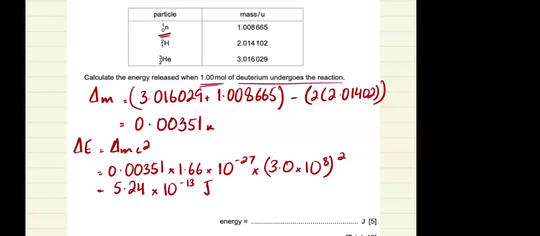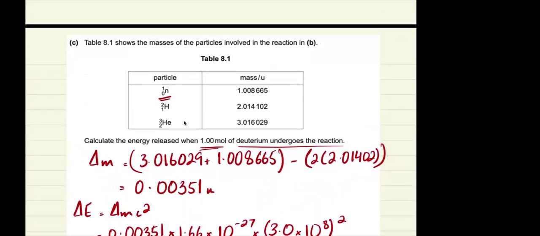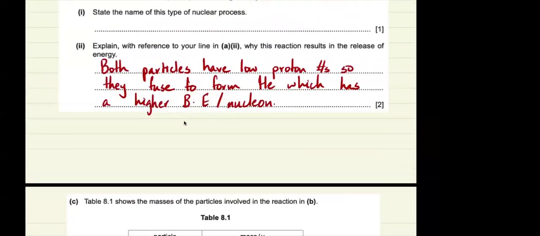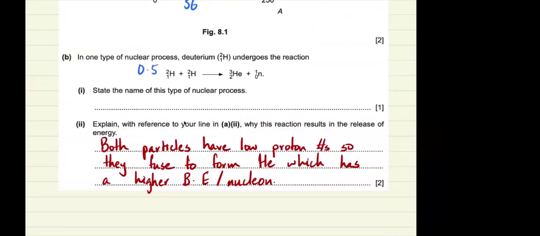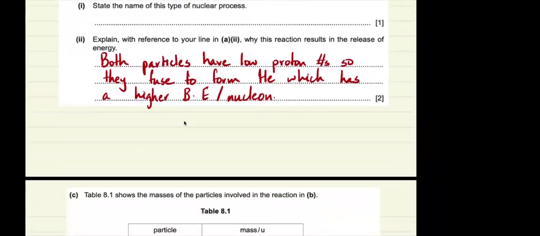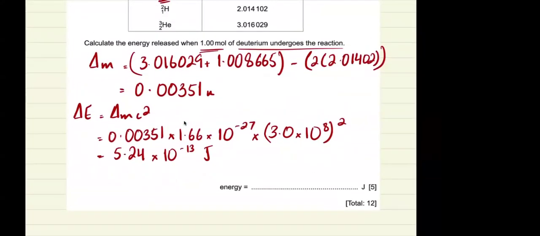And now that I found the energy, how do I talk about when 1 mole of deuterium undergoes this reaction? How do I think about this? So if I have 1 mole of deuterium, obviously you can see here from this equation, it's obvious that 0.5 moles is here, 0.5 moles is here. So 0.5 moles of helium is also formed, right? So this is what I've just done. This is basically per mole, right?